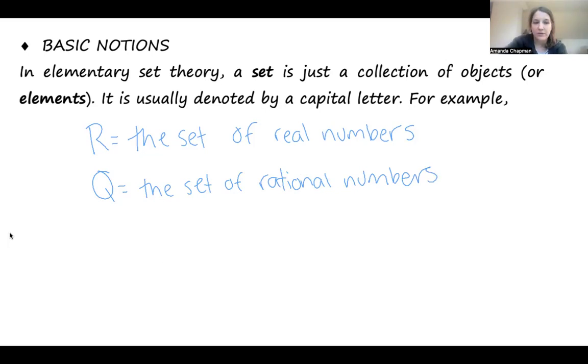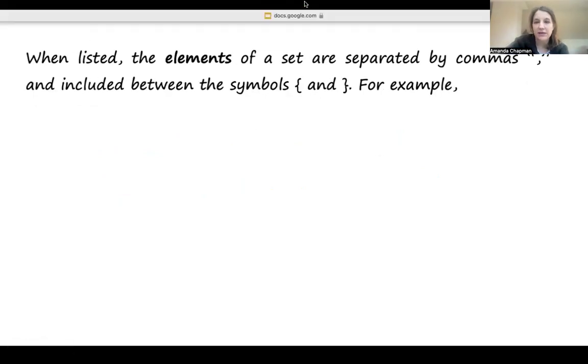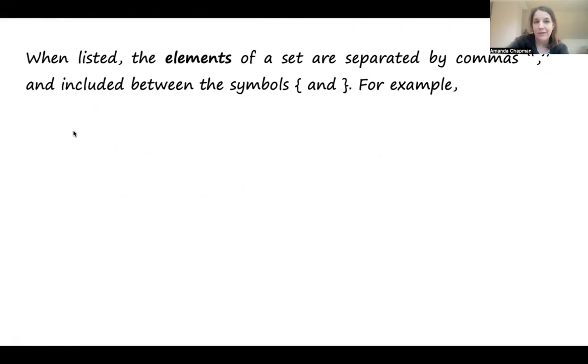All right, so when listed, the elements of a set are separated by commas and included between these two brackets, which I'm terrible at drawing. I call them squiggly open bracket and squiggly close bracket. I'll do my best, but I might mess up. So, for example, natural numbers, which are all positive integers and zero, would be {0, 1, 2, 3, etc.} and then the closing bracket. You'd think I'd be better at drawing these brackets considering I've taught for so long, but I'm not.